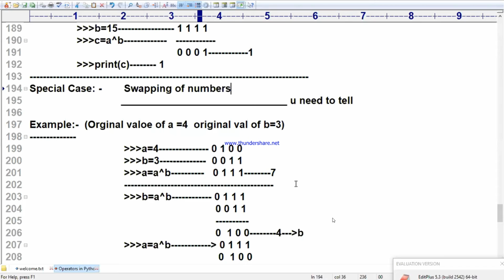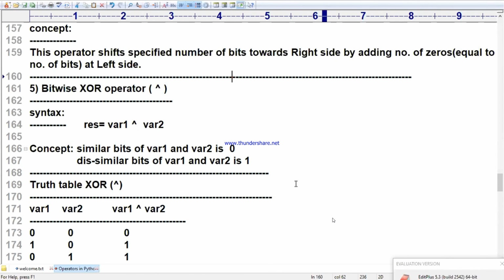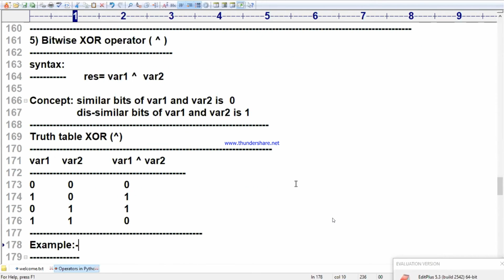Is the XOR operator clear or not clear? Very good, very nice. Very clear explanation. Thank you. Now write down the bitwise operator XOR. Write down.